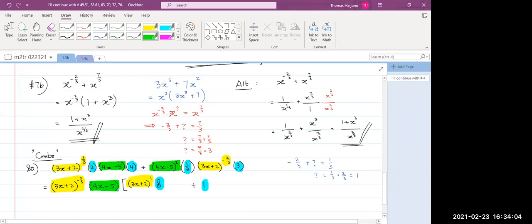Because I pull out 4x minus 5 to the 1 out, then in the first term, no more, right? I have only 1 left. And the 1 here will be 4x minus 5 to the 1, to make it square on the second term, right? Write that 1 here.